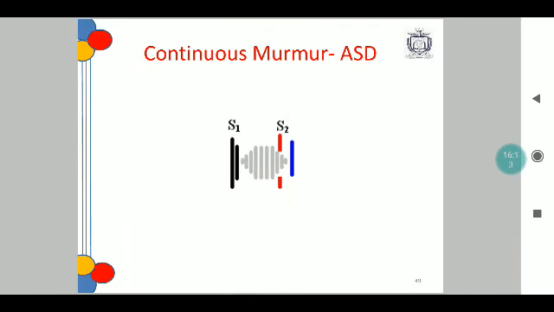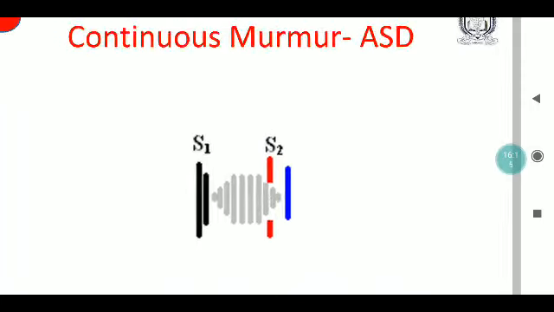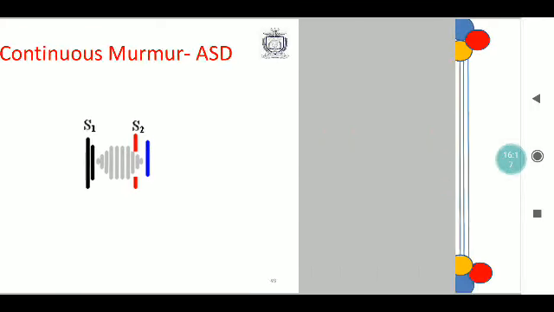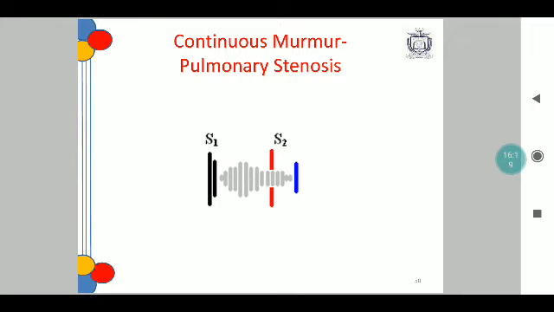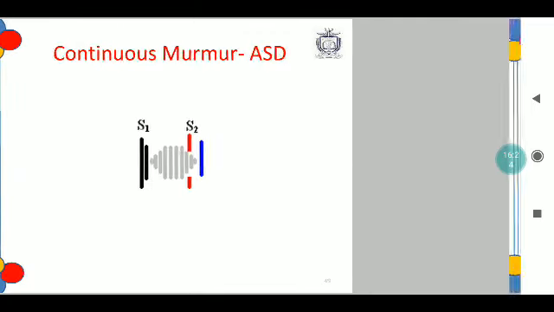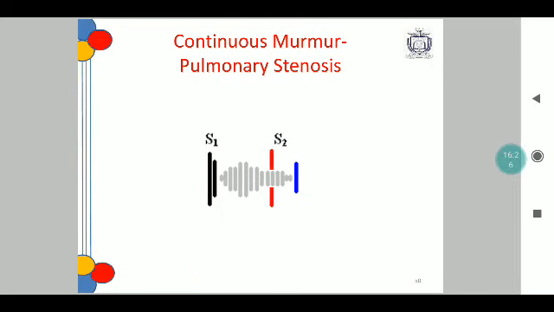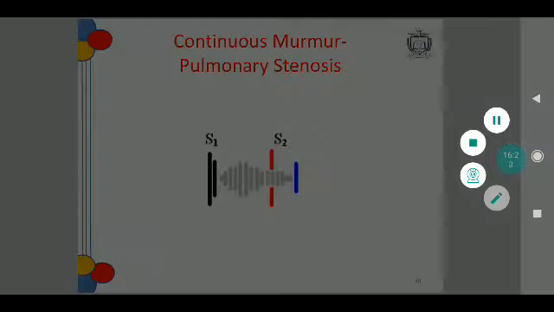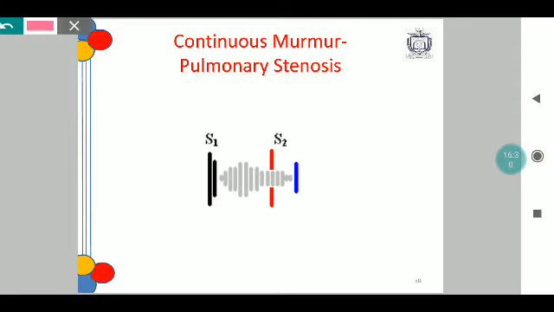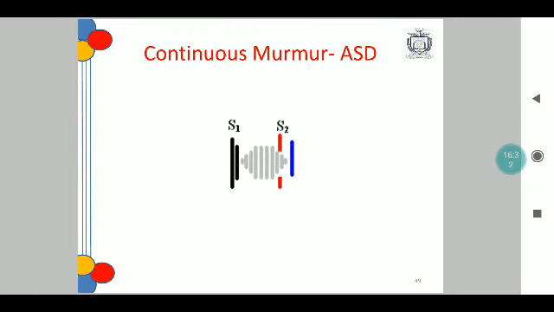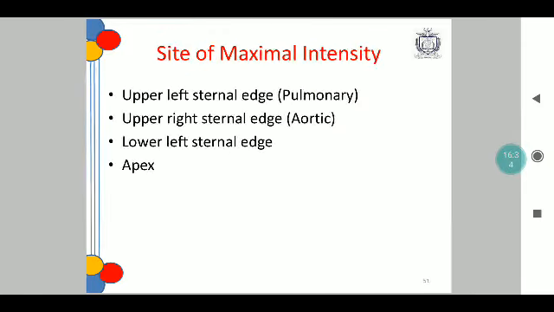This is another diagrammatic representation of that between S1 and S2. It is a continuous murmur seen in ASD. And if you compare it to the continuous murmur seen in pulmonary stenosis, the intensity varies. The pulmonary stenosis continuous murmur will show a crescendo-decrescendo pattern, which is why I have highlighted the slide, whereas in ASD it more or less remains constant in intensity.